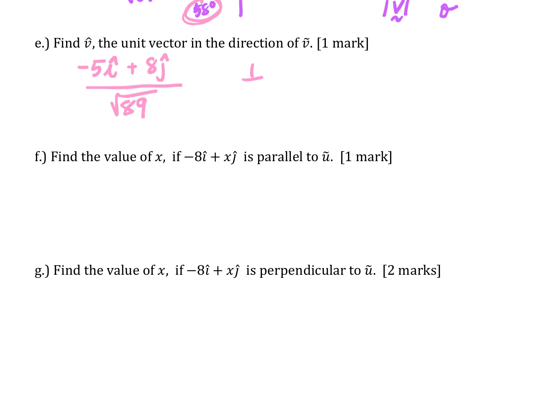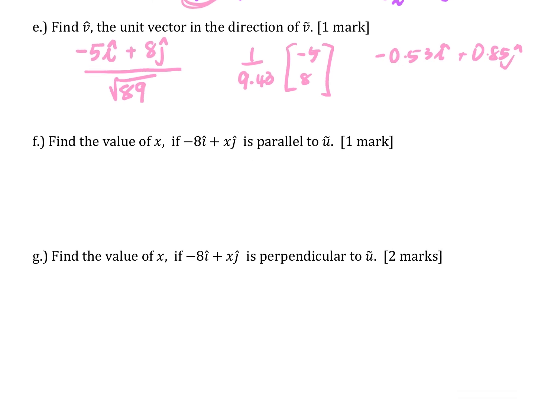I'd also accept 1 over, what was it, 9.43, lots of times -5, 8. You could multiply that through and get me -0.53i plus 0.85j. Anything like that is going to be fine. Just 1 mark for that.